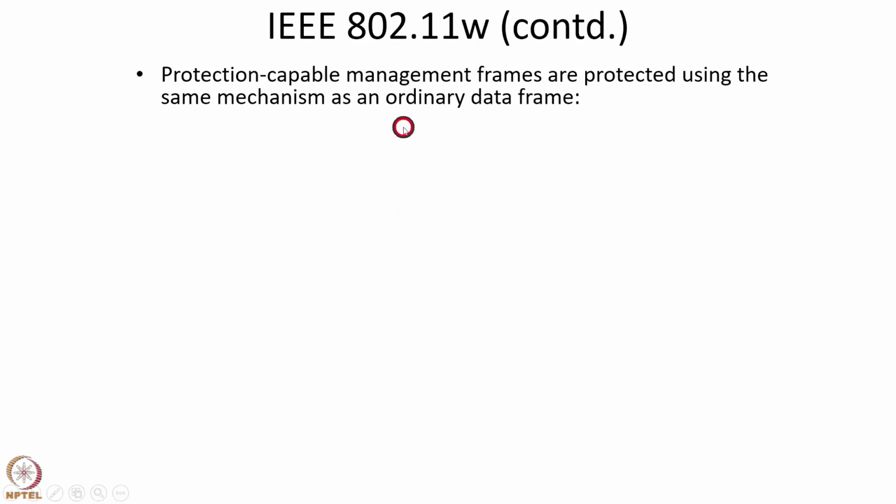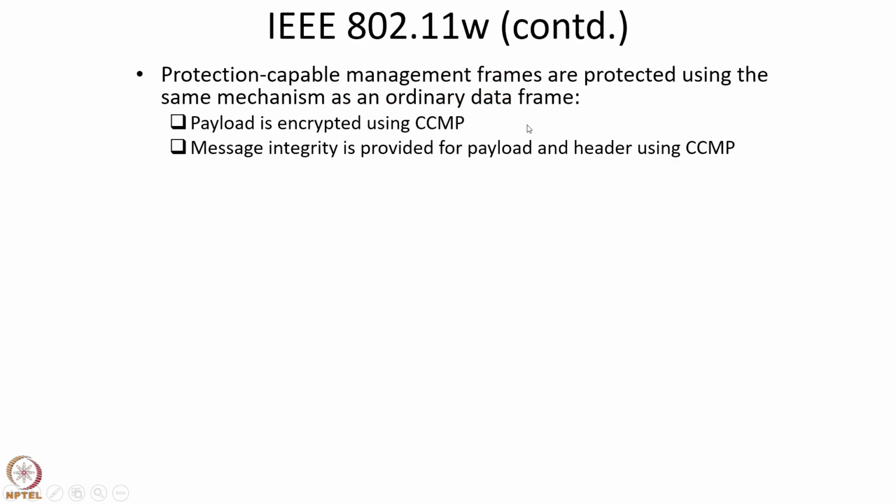Now, protection capable management frames are protected using the same mechanism as an ordinary data frame, which we discussed earlier. In particular, the payload is encrypted using CCMP, which we discussed earlier, and message integrity is provided for the payload and the header using CCMP as well. So we discussed how encryption and message integrity can be provided using CCMP. We discussed that for data frames, and exactly the same mechanisms are used for protecting management frames as well.